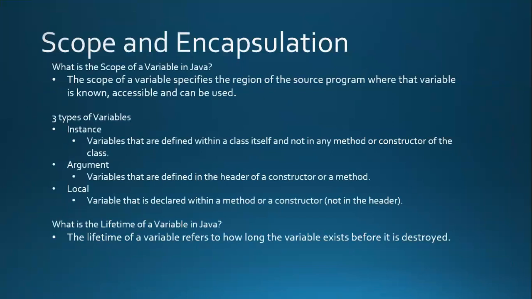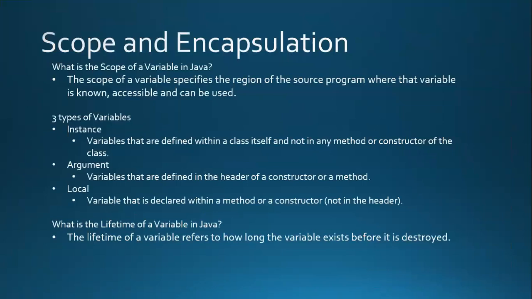Have you ever seen the same variable name in 2 different places but with different values? Or has your Java compiler ever given you an error because there's no reference to that variable you wrote in your code? This is why variable scope is important. There are 3 types of variables: instance variables, argument variables, and local variables.